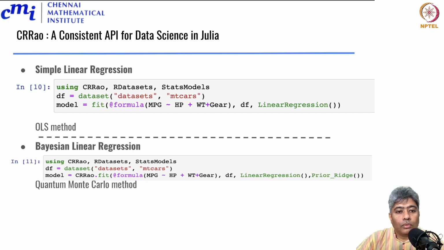So in CRRao, you can implement simple linear regression and Bayesian linear regression. As you see, the exact same model, exact same DF, you get linear regression, and at the end, if you just give prior Ridge, it will go and implement the Bayesian linear regression, and it will figure it out itself. If you don't give anything, by default it will implement the OLS method. But if you give prior Ridge, it will implement the Markov Chain Monte Carlo method. It will figure out, okay, the user is asking me to implement Bayesian linear regression, and it will just go and implement the same.